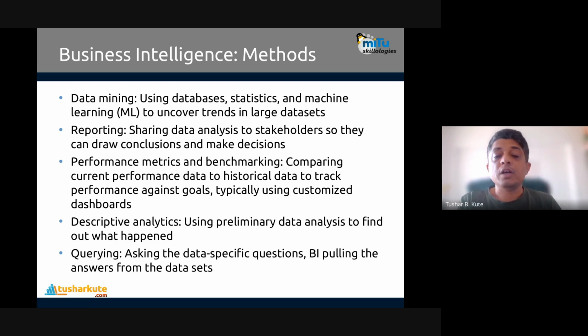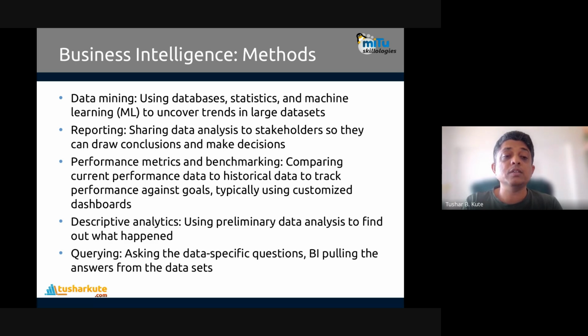Next, querying. Ask the questions. Queries are data-specific questions, with BI pulling the answers from the data set. Any kind of analytical questions are there: why, what, when, who. These kinds of questions can be asked, and accordingly results can be generated from this.